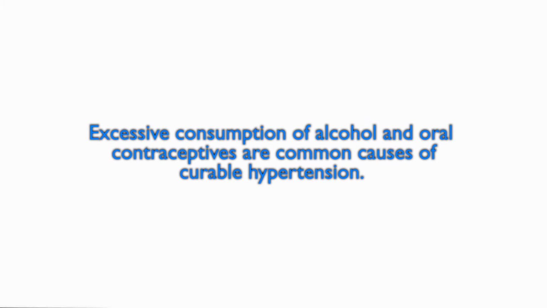Other causes for secondary hypertension would be excessive alcohol intake or use of oral contraceptives. If you stop the alcohol intake, blood pressure would come down. If you stop the oral contraceptives, blood pressure comes down. Correct the renal artery stenosis, the blood pressure comes down. So those would be secondary hypertension, and you would correct the cause of the hypertension.